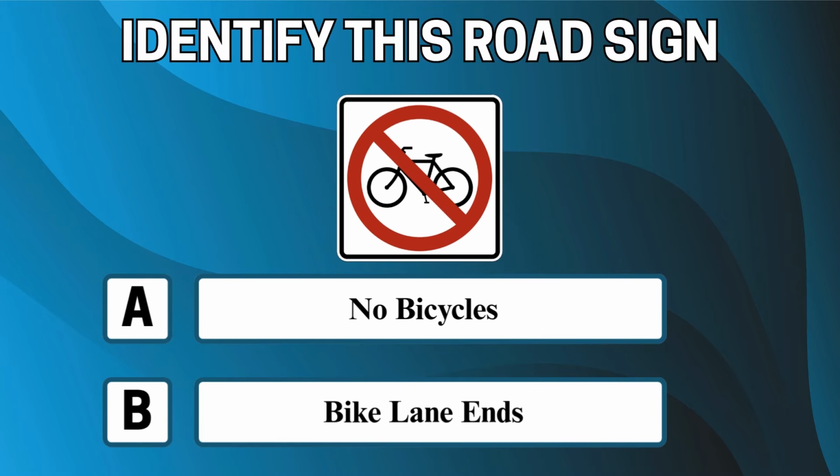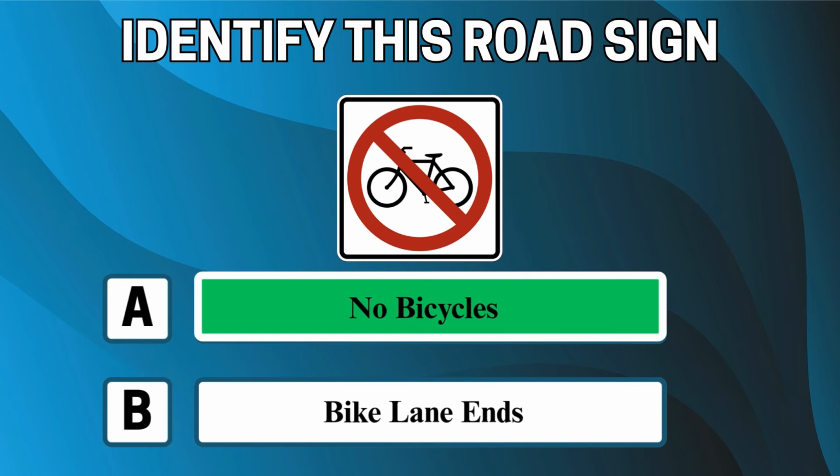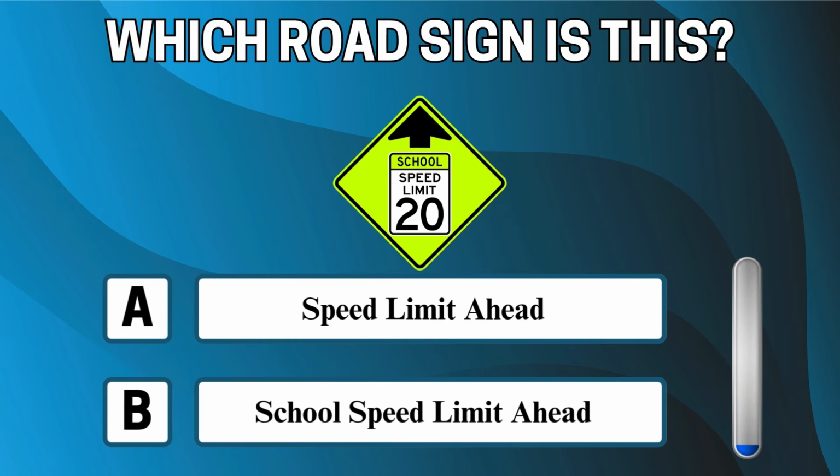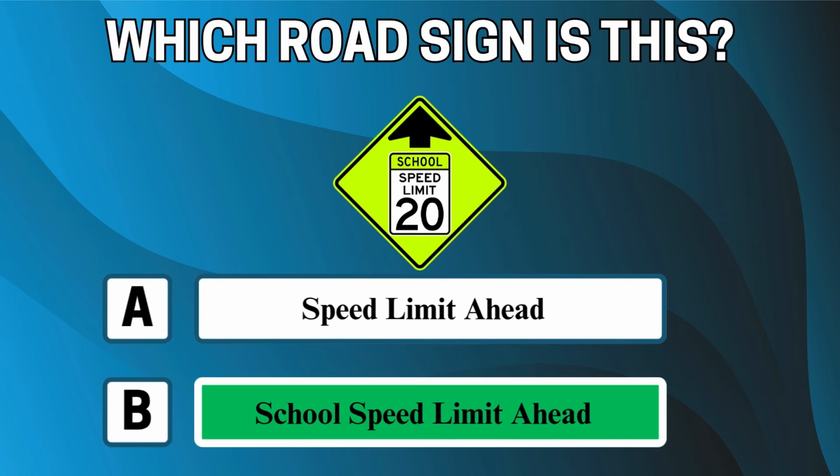Identify this road sign. Well spotted, it is the no bicycle sign. Which road sign is this? Correct, it is the school speed limit ahead sign.